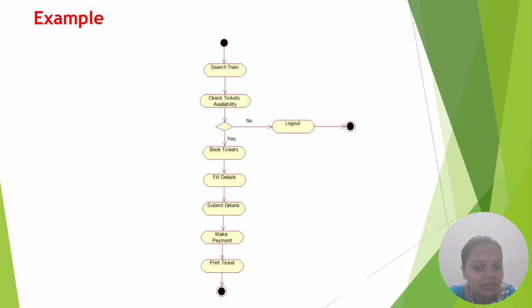Then the user books the ticket, fills in passenger details and submits the details to the system. After that, the user moves to the payment step, where they can pay through online modes like debit card, credit card, or UPI. Once the payment is successful, the system allows the user to print or download the ticket. Finally, the process ends successfully after ticket generation.